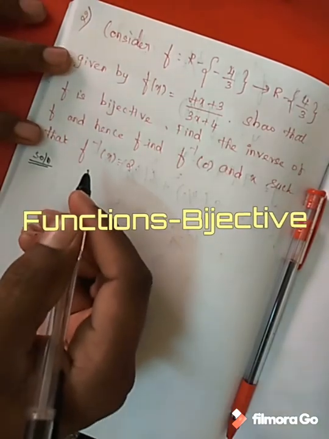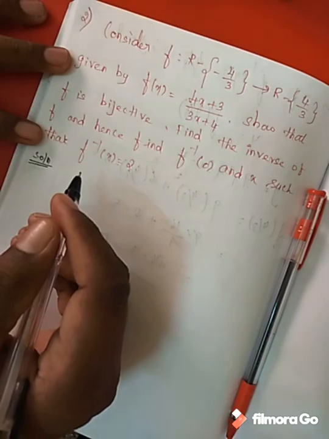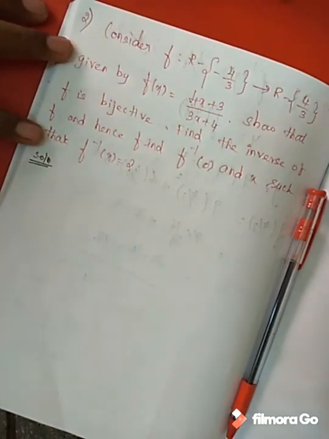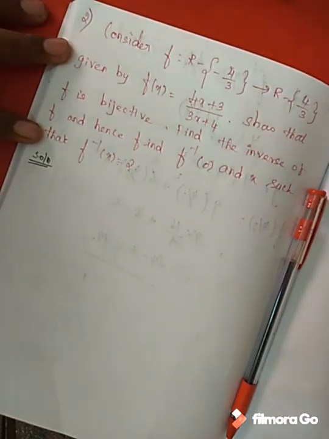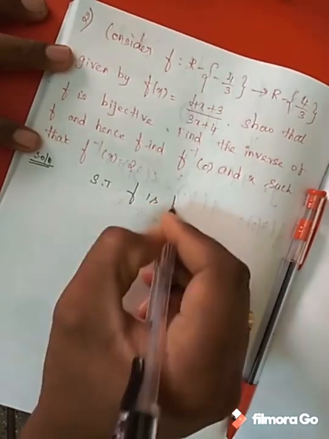Next, second question. Consider f from R minus {-4/3} to R minus {-4/3} given by f of x is equal to (4x plus 3) by (3x plus 4). Show that f is bijective. Find the inverse of f and hence find f inverse of 0 and x such that f inverse of x is equal to 2. So we should show that f is bijective.